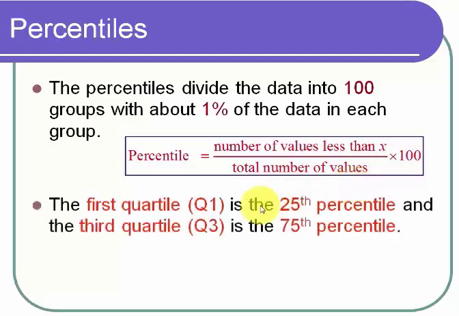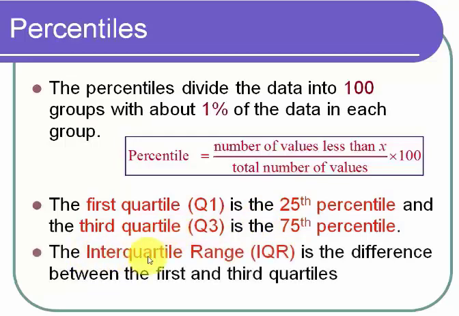And there are a couple important percentiles. The first is the first quartile. The first quartile, which we'll call Q1, we saw in the calculator, is the 25th percentile. The third quartile, Q3, is the 75th percentile. Notice there is no Q2, because that would be the 50th percentile, but that's the median, and we just use the median for the 50th percentile.